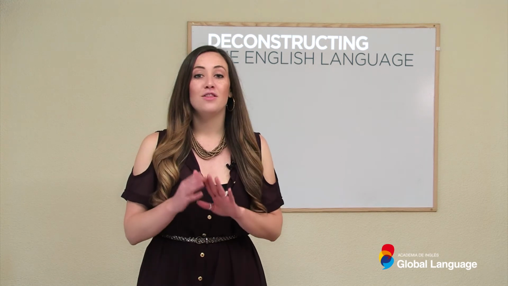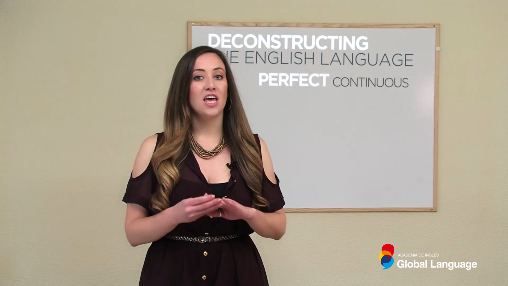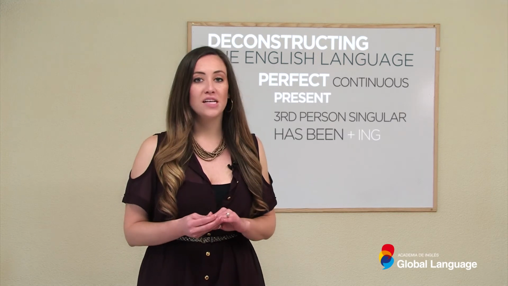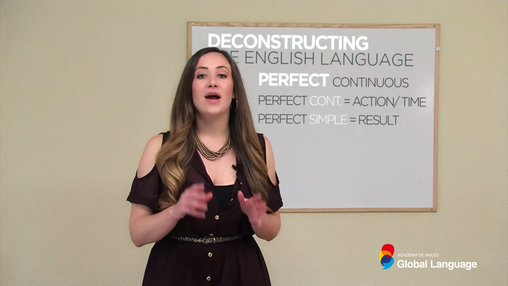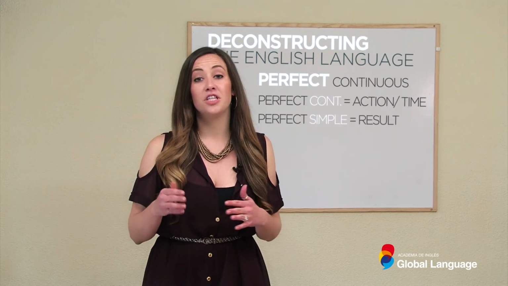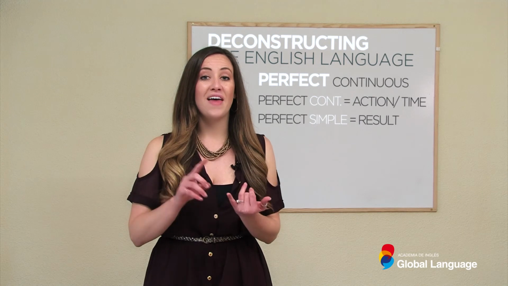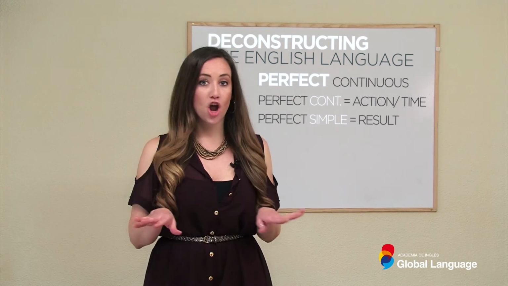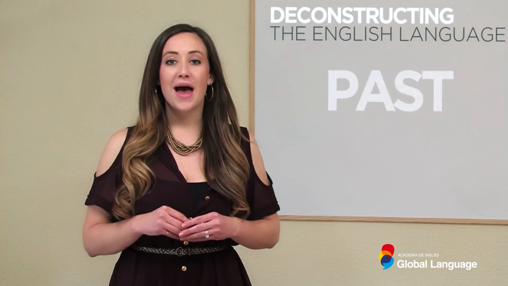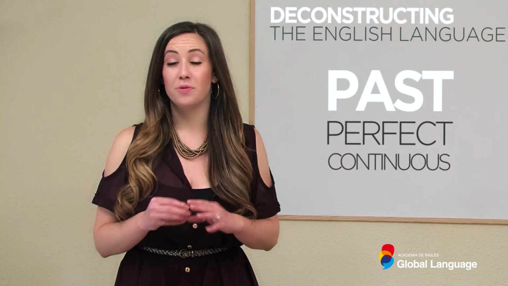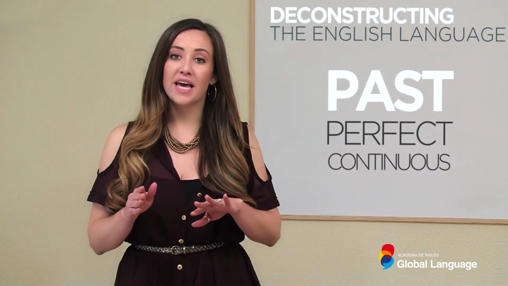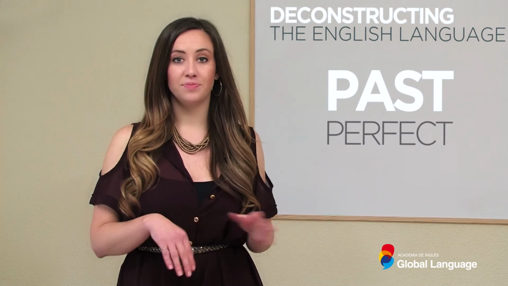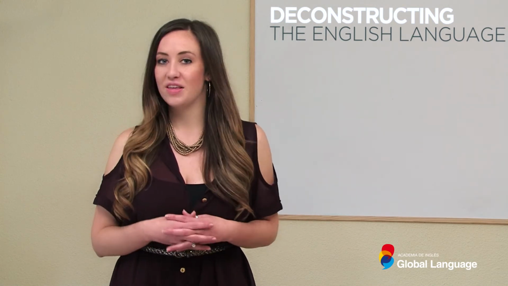Now, I've said this before and I'll say it again. The verb to have in the present, in the third person singular, you must use has. Okay, now that we've got that down, the present perfect continuous is similar to the present perfect. You focus on the action and the time, but not the result. Past perfect continuous is similar to your past perfect, but you're talking about an action that took place before another action. Let me give you some examples to clear things up a little bit.